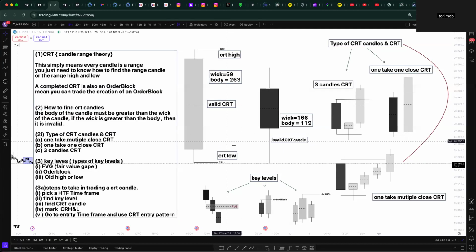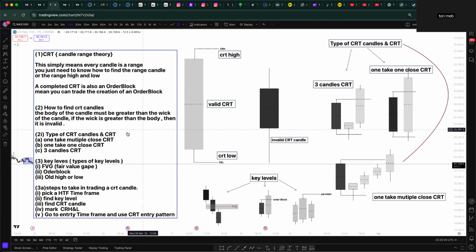Let's leave that there. Okay, just for screenshot sake, I'm going to remove that. So now that was number two. I'll go through it again. The body of a CRT candle must be greater than the wick of the candle. If the wick is greater than the body, then it is invalid. Now let's go to the types of CRT candles.